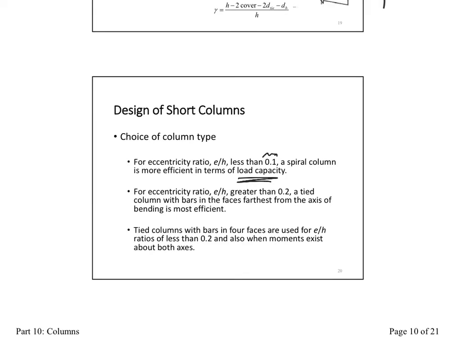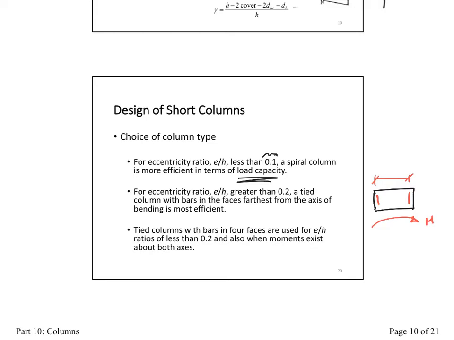For eccentricity, as it goes higher, a tied column would be more efficient, especially because in the direction of the moment, the distance between your two lines of reinforcement will be very effective in resisting your moment. So remember this fact. What we're talking about here is the bigger the distance you have between your steel reinforcements on the two sides in the direction of the moment, the better capacity you will have to resist this moment.